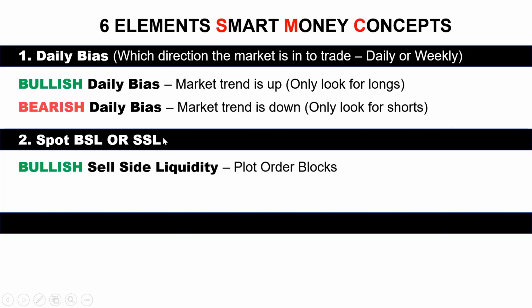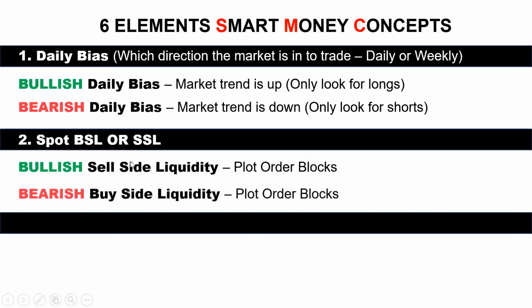Then spot buy side liquidity or sell side liquidity. So bullish is sell side liquidity. Plot your order blocks. Remember I told you about those 5 different order blocks to plot and take a look at? Zoom out of your charts and plot them individually. Bearish is buy side liquidity, plot your order blocks. All right, so take what you see when the chart's coming down at a certain level, draw your box all the way to the end and say, right, this is where smart money is going to come down, sweep liquidity and move back up, or smart money is going to go back up, sweep liquidity, and come back down.